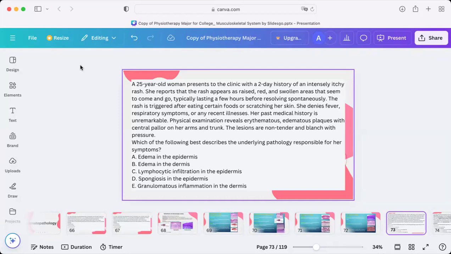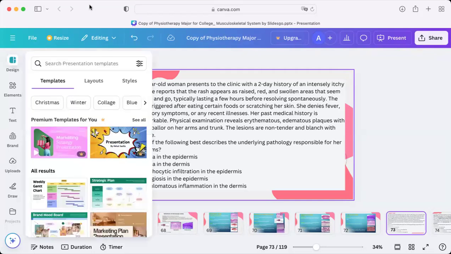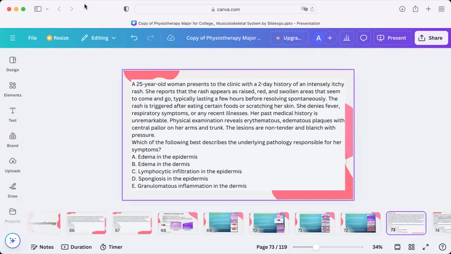I saw one person put C in the answer. Why do we think C? Good job, Nasser. Why is it not C? I mean, she is having an allergy, that's correct, but it wouldn't cause a lymphocytic infiltration in the epidermis. She's having urticaria, she's having hives. Good job, Nasser, that's true.